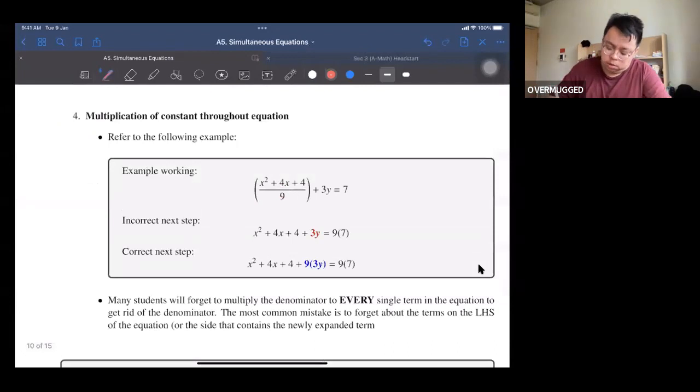The last one is about this. This is not really a rookie mistake, but it is a common mistake that I think is worth mentioning.